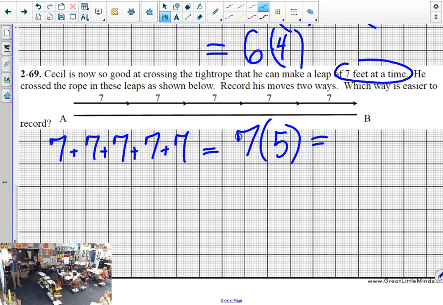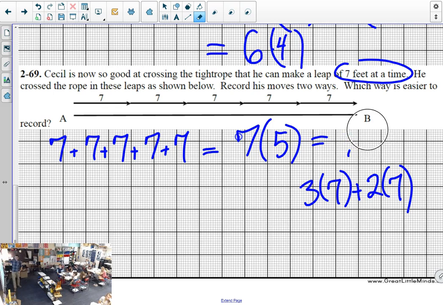Now, again, we could, but he can only move moves of 7. Hanukkah? Ooh, actually, I'd say like 3 times 7 plus 2 times 7. That's another way. Alan? 7 times 4 plus 7. Yeah, 7 times 4 plus 7. We can break up the moves.